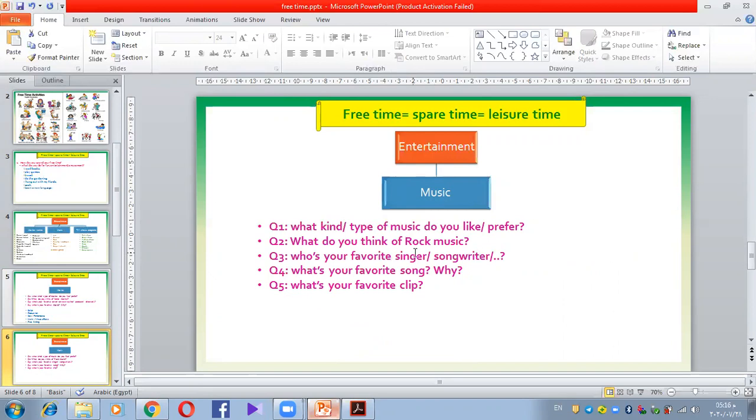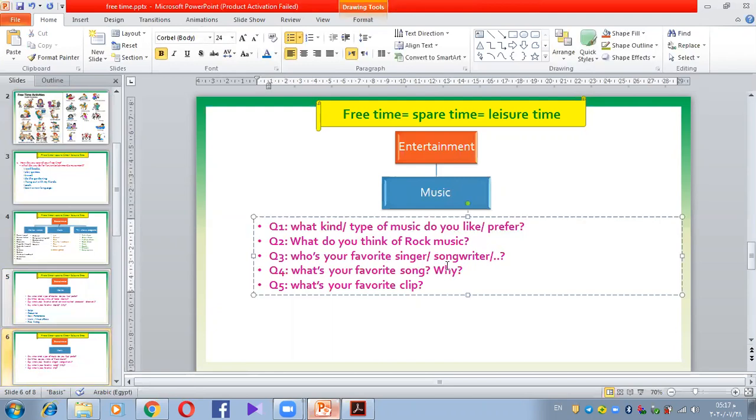Singer, a person who sings, okay? So Abdul Halim, for example. I'm giving you examples to let you understand what we want to answer here, or how we can answer. What's your favorite song? The name of the song that you like to listen to. And why do you like this song? What's your favorite clip, for example, that you like to watch, or video clip? Okay.